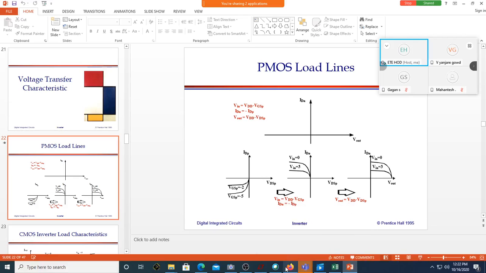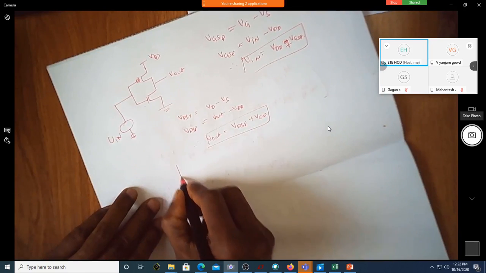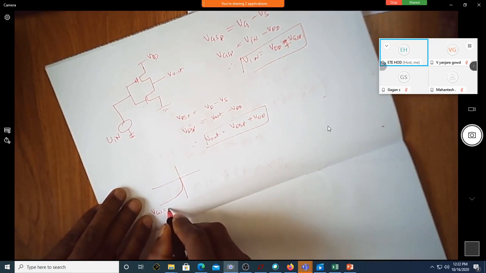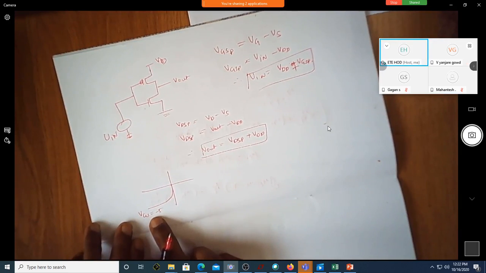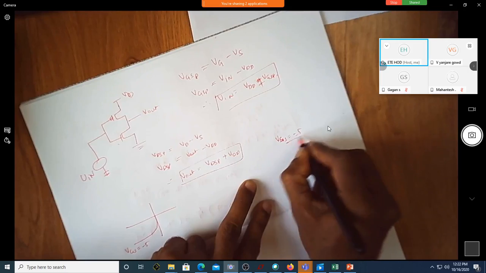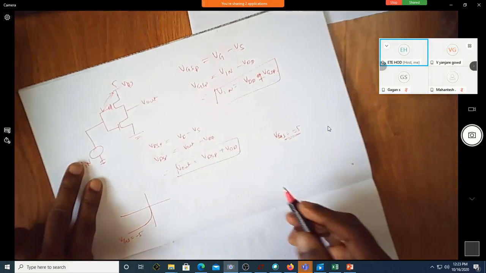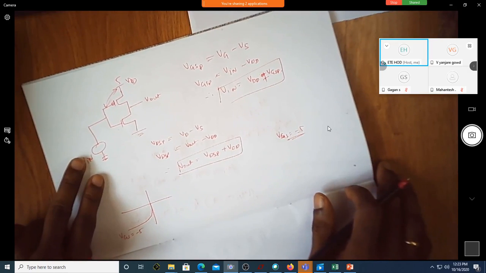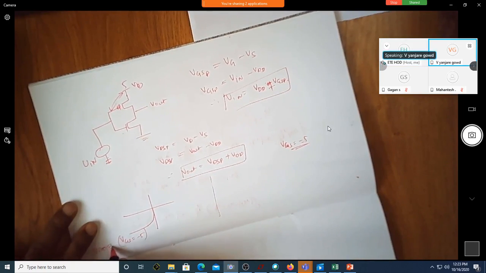Let me take only one graph. So this is for a voltage of VGS equal to minus 5. Correct? When does VGS equal minus 5? Here, this is 5 volt. When Vin is 0. Yes, sir. So can I write this as Vin equal to 0?